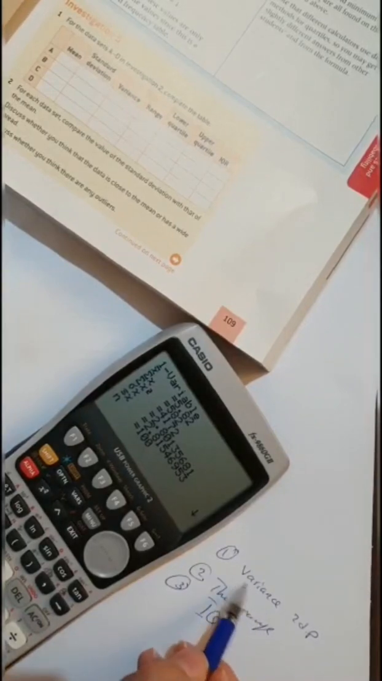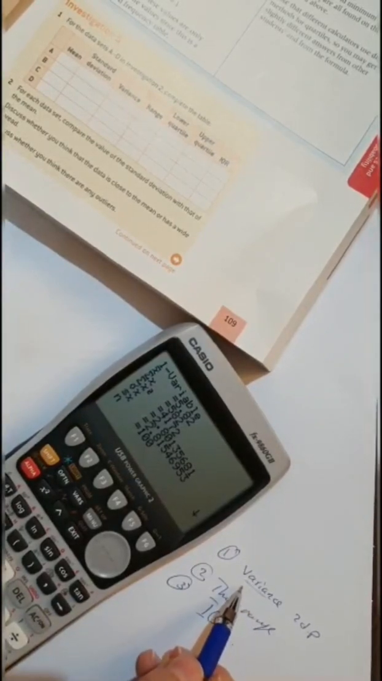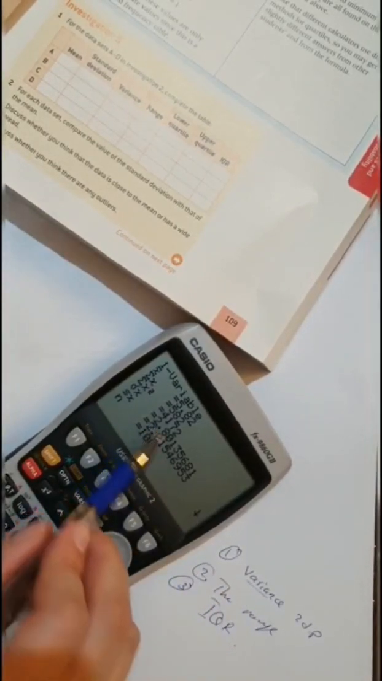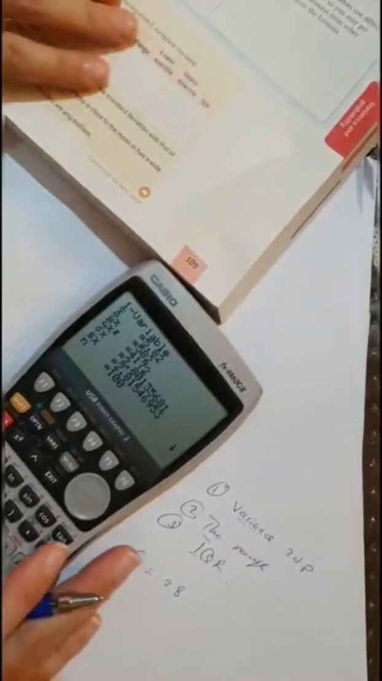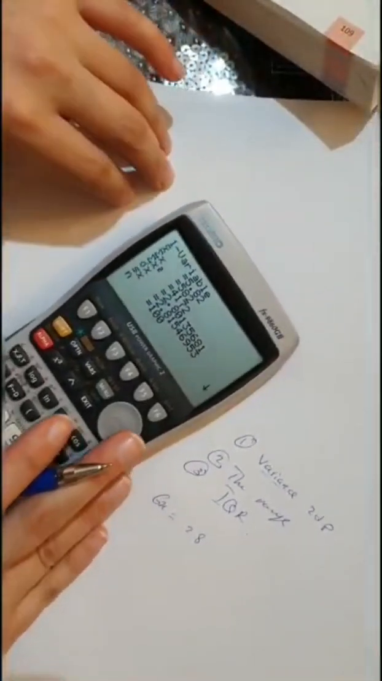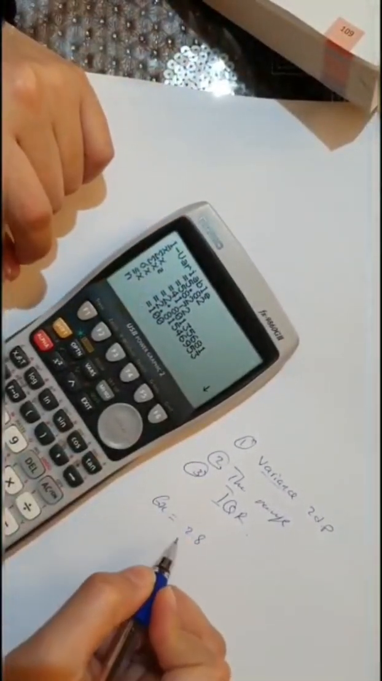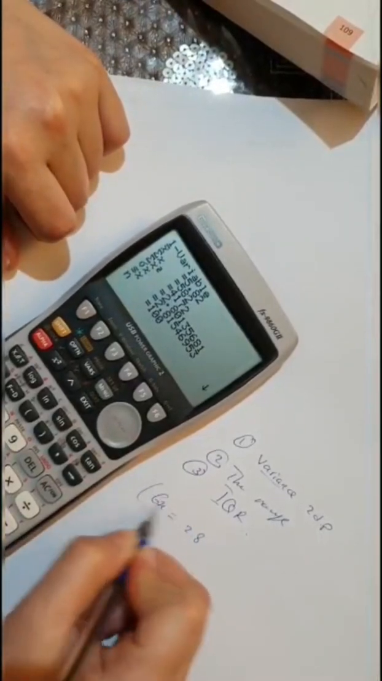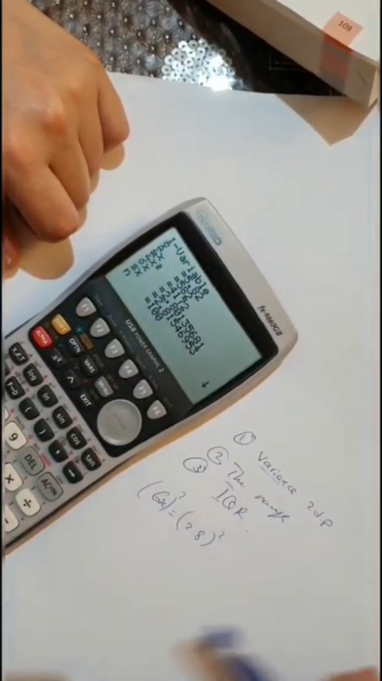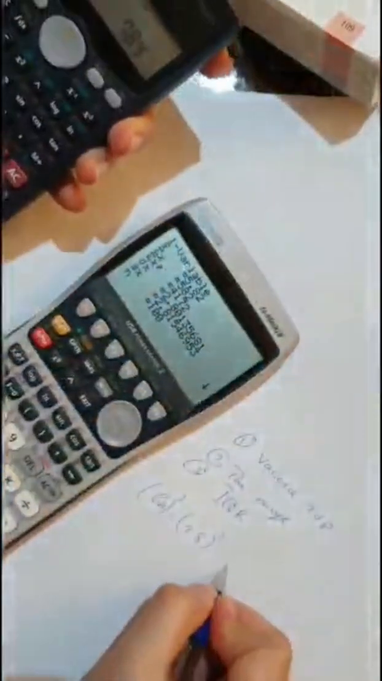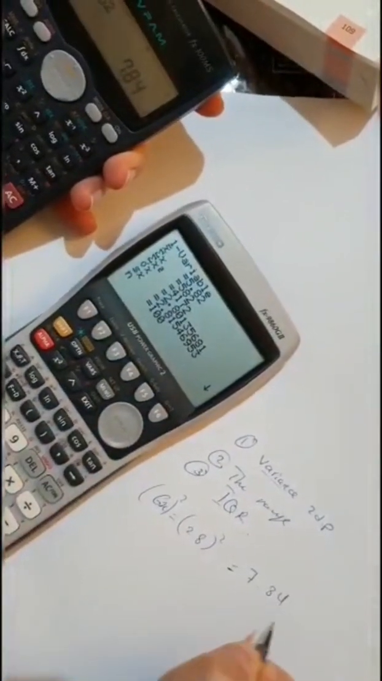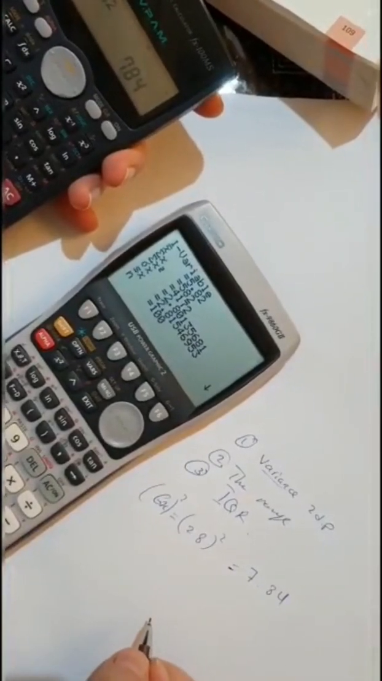As we said before, the variance is sigma x, but to the power of 2. So according to the information here, we have sigma x equal to 2.8. And if I want to find the variance, I'm going to say sigma x to the power of 2. So using the calculator, 2.8 to the power of 2, it will become 7.84. So this is how to find the variance.